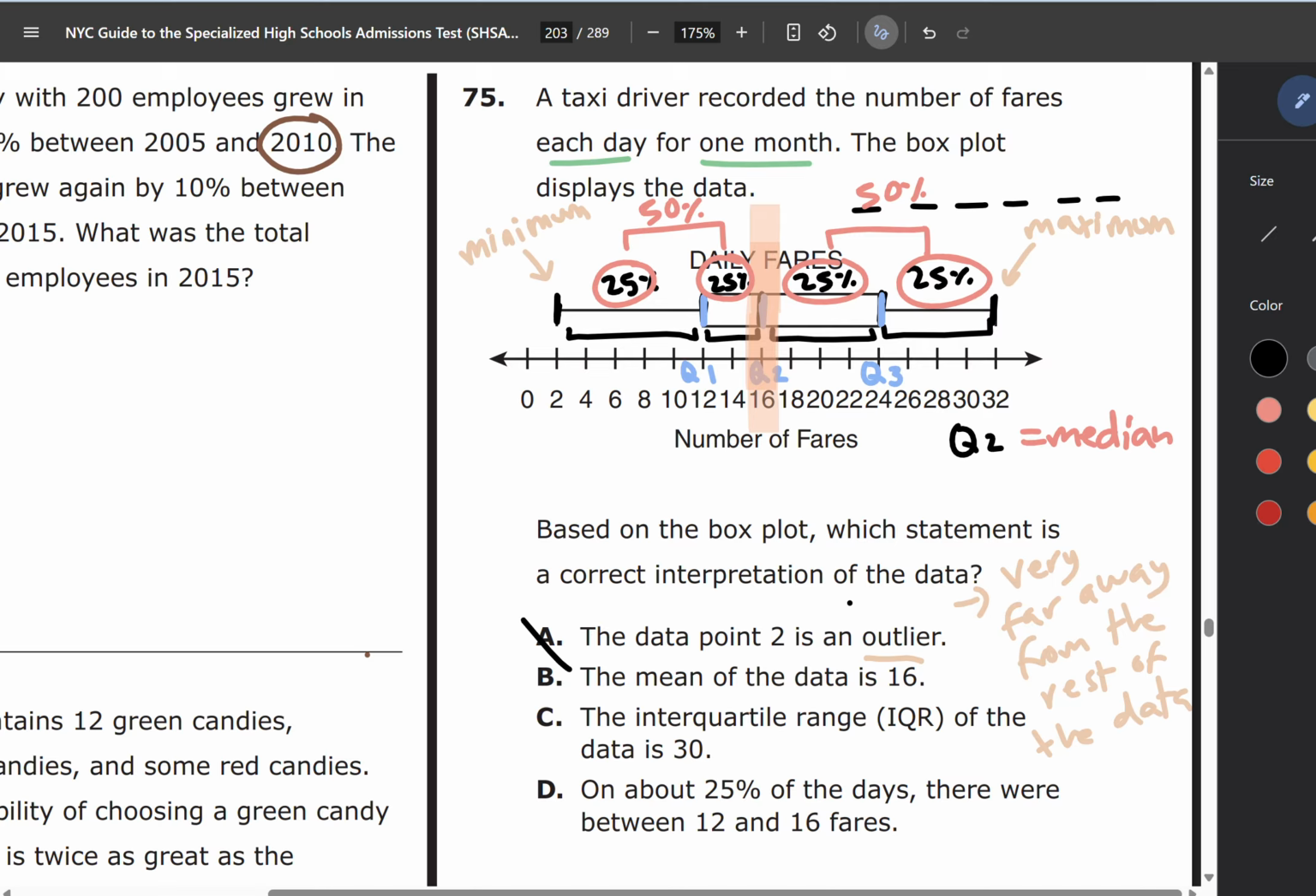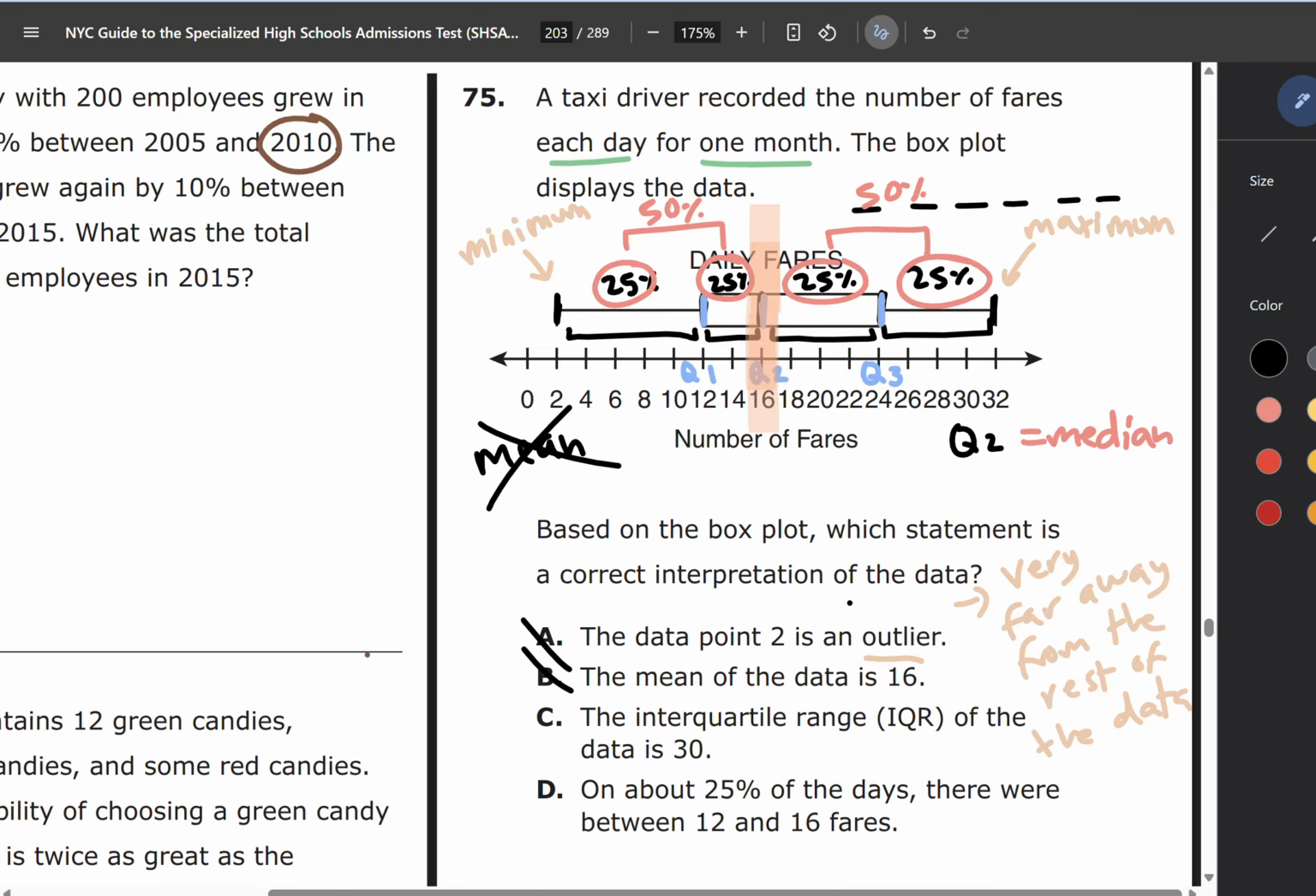Choice B: the mean of the data is 16. This is a trap. Box plots do not tell you anything about the mean. Nowhere did I mention anything about average or mean. There's nothing about mean on a box plot. Whenever you see a choice about mean and it's using only a box plot, it's not the answer. We're told about the median, not the mean.